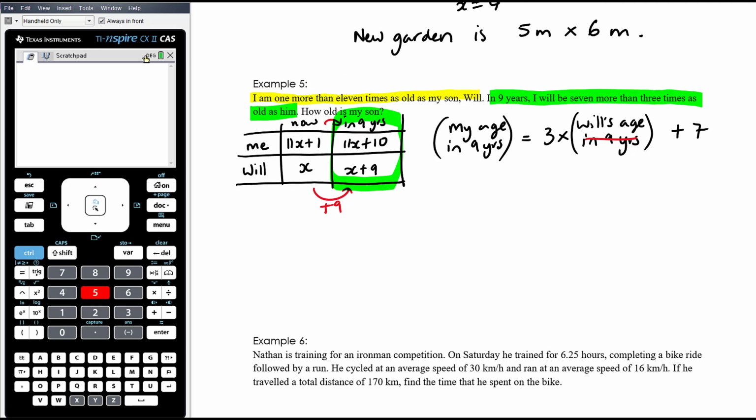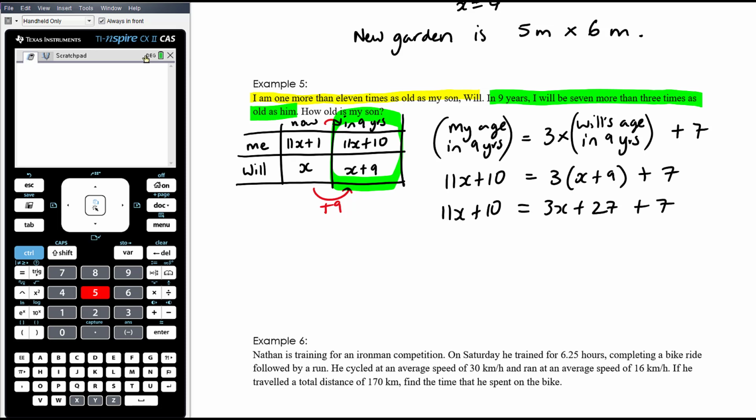Sorry, just going to get rid of that. My age in 9 years' time is 11x plus 10, equal to 3 times Will's age in 9 years' time, which is x plus 9, plus 7. So 11x plus 10 equals 3x plus 27 plus 7. So we've got the equation, now we're just focused on solving that, then we'll worry about answering the question. So 11x plus 10 equals 3x plus 34. Let's take away 3x from both sides, that gives us 8x, and take away 10 from both sides, equals 24. So x equals 24 divided by 8, which is 3.